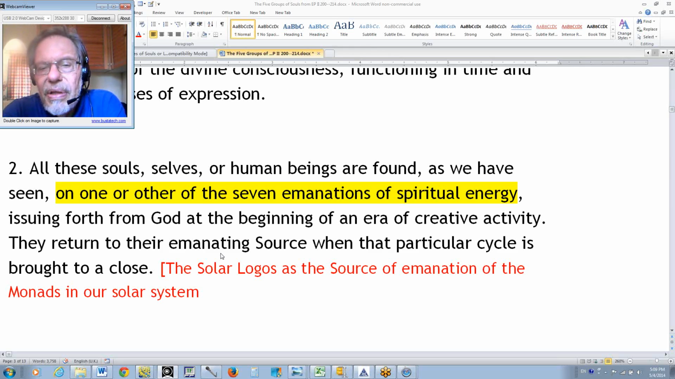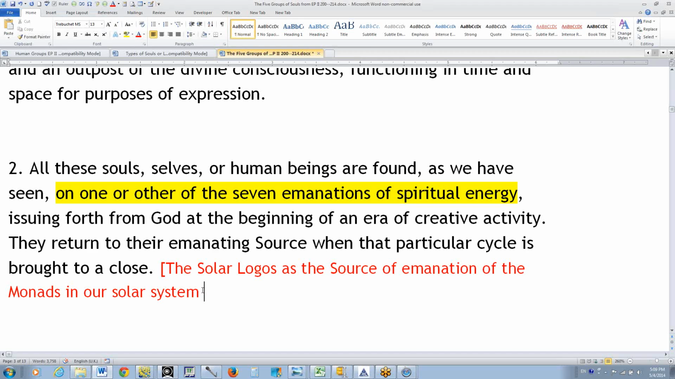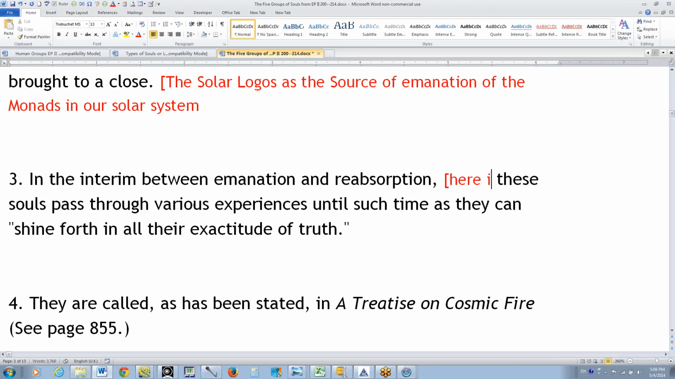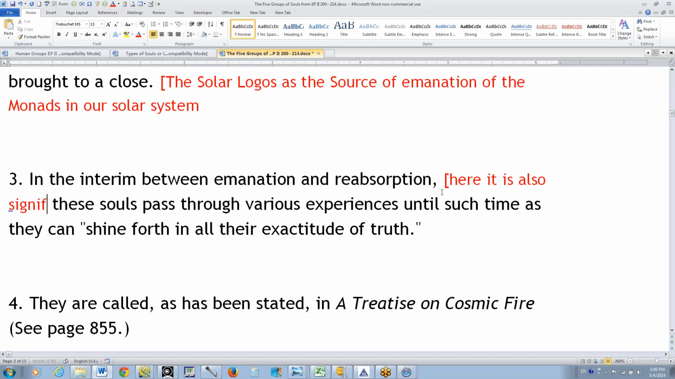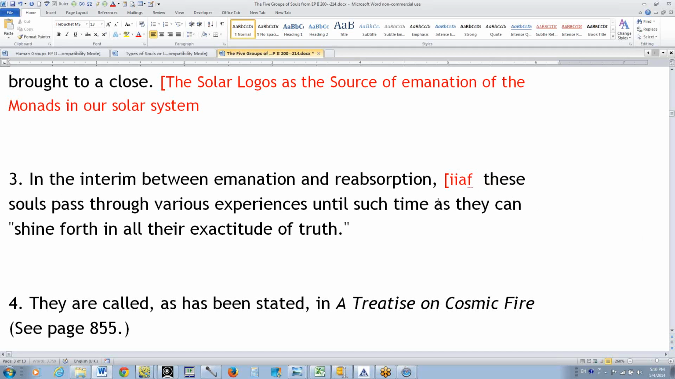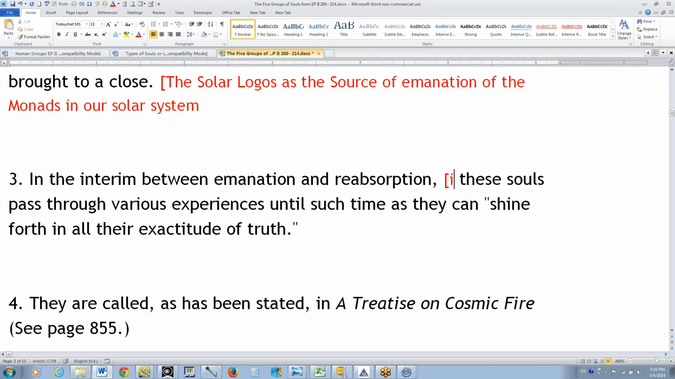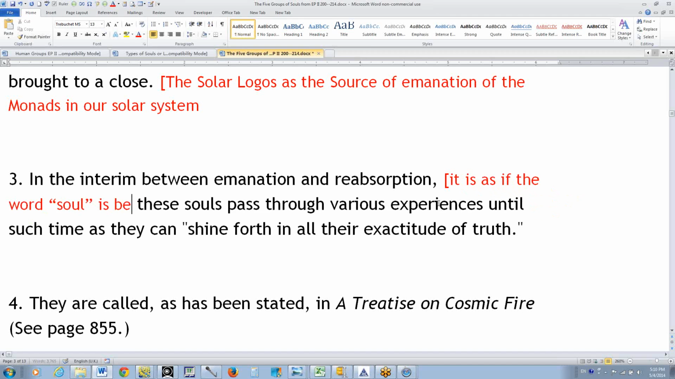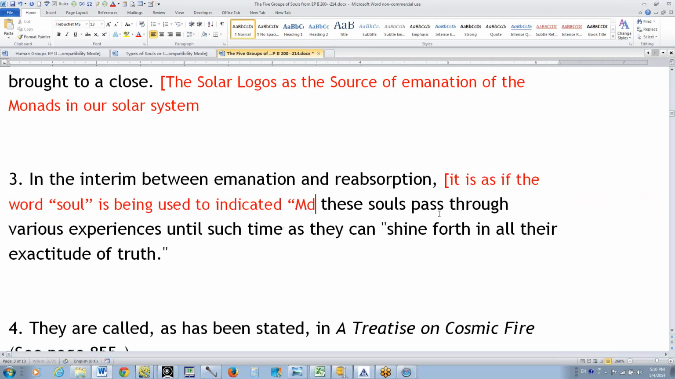Have they been within the higher aspect of our planetary logos, having come thence via the sun, or via the inner nature of the sun? Well, these things will be solved in time. In the interim between emanation and reabsorption, and remember, it's monads that are reabsorbed, not souls, it is as if the word soul is being used to indicate monad.